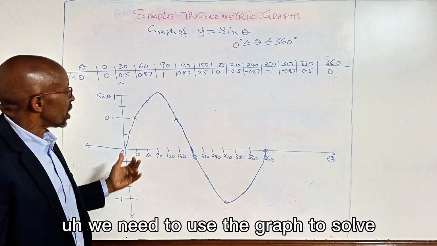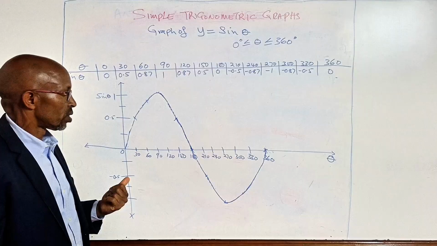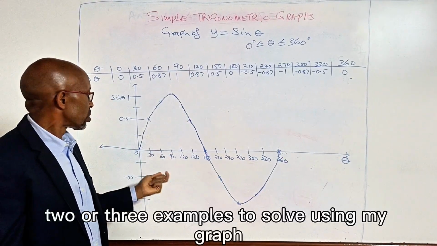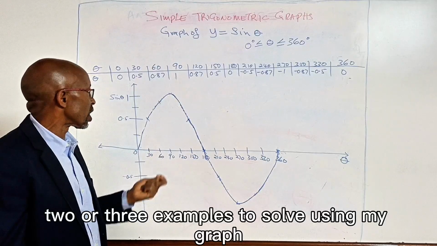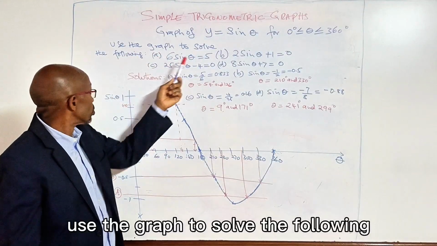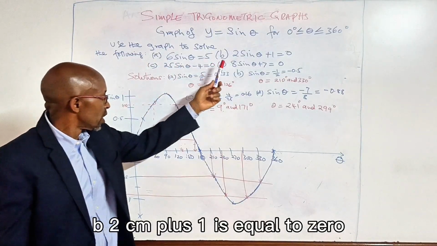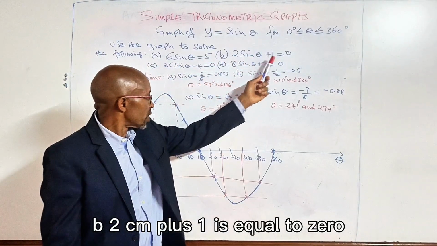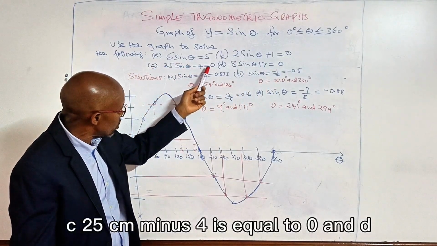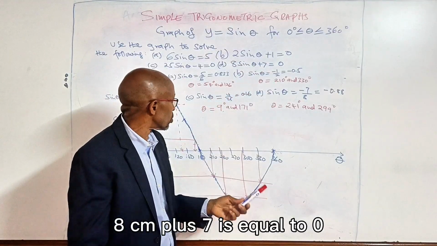We need to use the graph to solve given questions. I will consider 2 or 3 examples to solve using our graph. The question we have here is, use the graph to solve the following. A, 6 sine theta is equal to 5. B, 2 sine theta plus 1 is equal to 0. C, 25 sine theta minus 4 is equal to 0. And D, 8 sine theta plus 7 is equal to 0.